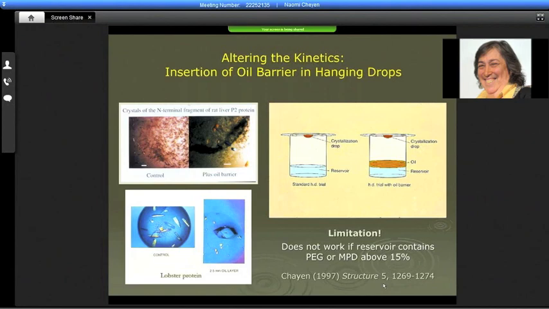And now last, to finish with one of my favorite methods, which alters the kinetics by inserting an oil barrier into hanging drops. The idea of that is that when crystals form too quickly, then often they form very small and they're not good enough.